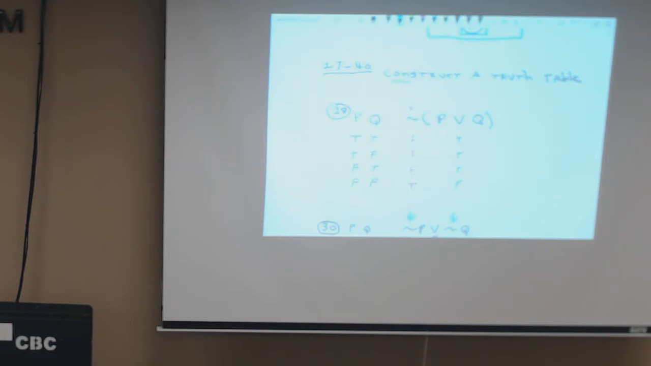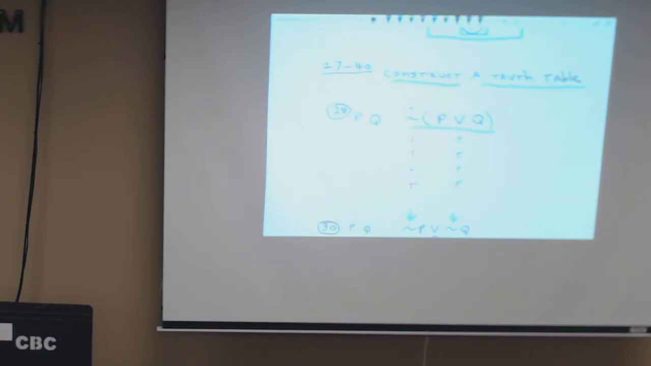Construct a truth table. Here we go. 28. Here's what 28 says. Okay? There's 28 in the book. Now, here's how you construct a truth table. I'm going to take this away.